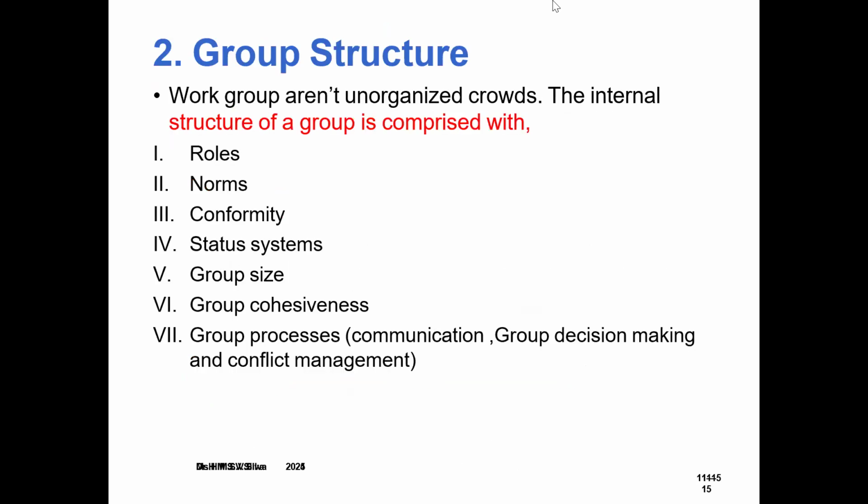Then the other one is group structure. So when we talk about group structure, my dear students, work groups are not unorganized. Group structure includes roles, norms, conformity, status, group size, group cohesion, group processes. Let's discuss one by one.